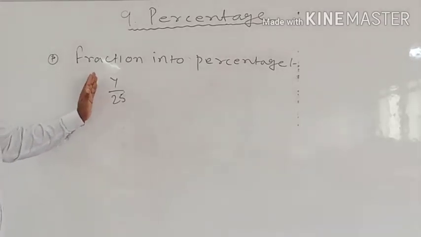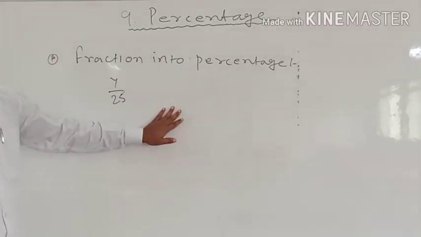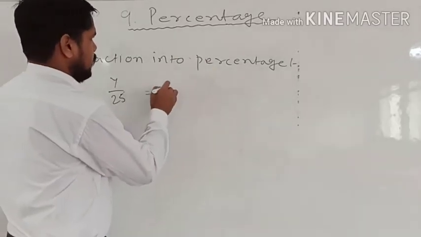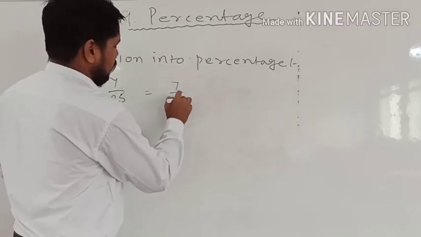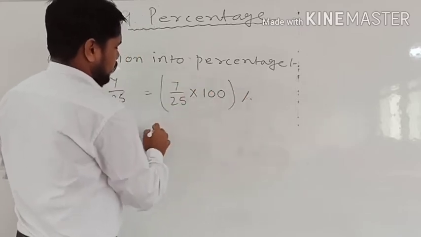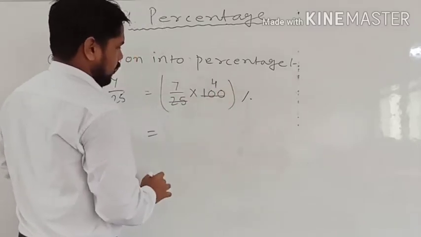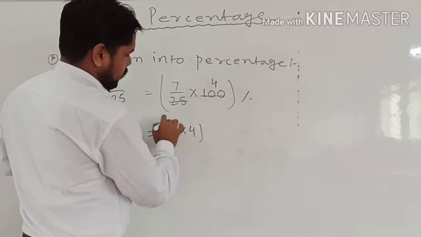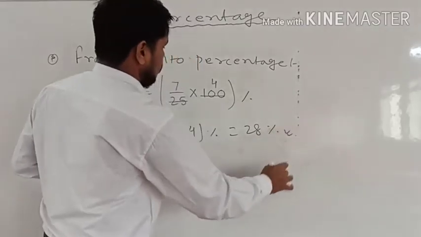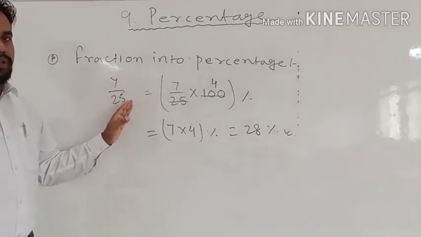तो जब भी हमें फ्रैक्शनल नंबर को परसेंटेज में कन्वर्ट करना होता है तो हम लोग को मल्टीप्लाई करना होता है 100 से, राइट? So if you multiply this with 100, then it will be converted into percentage. So it will be 7 by 25 multiply 100%. So now 25 4s are 100. Okay. So 7 multiply 4% is equal to 28%.